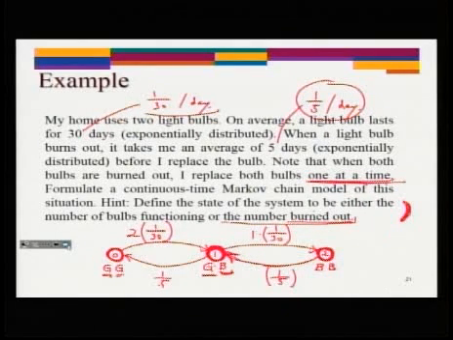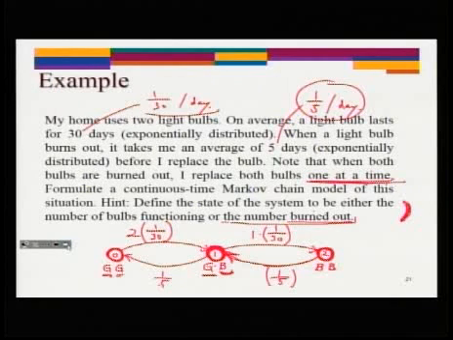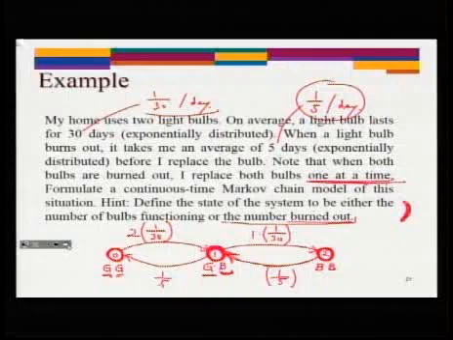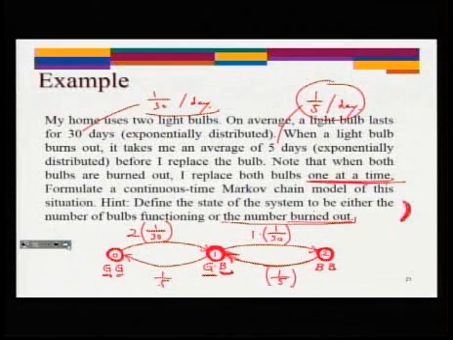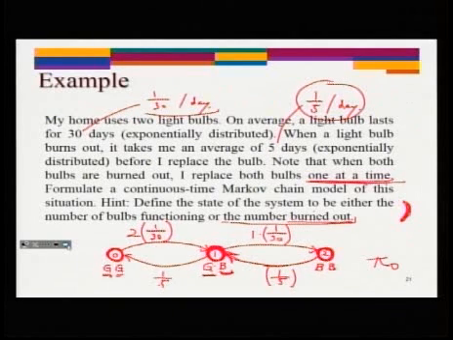So let's say if I ask you to determine the fraction of the time that both light bulbs are working, then how would you answer for that? Obviously, you need to determine the steady state probability distribution, right? And then, what will be the answer? Fraction of the time that both light bulbs are working. That's going to be pi 0, right? Because in state 0, both bulbs are working fine.